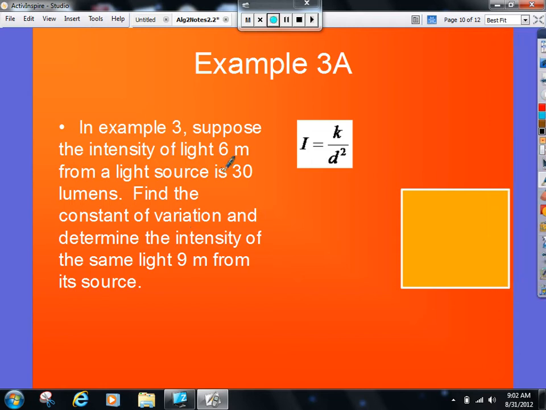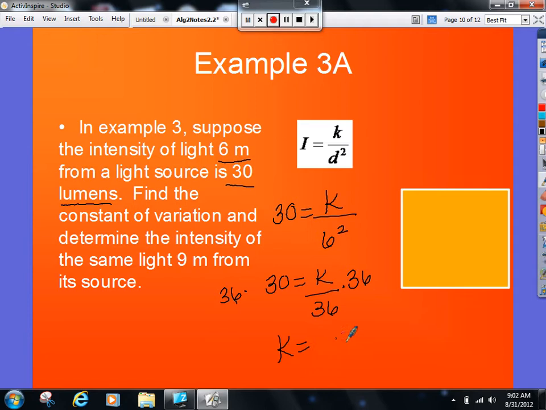Suppose the intensity of light 6 meters is 30 lumens. So we're going to plug things in here. That is the matching data set. 30 for intensity equals k over 6 squared. Do the 6 squared first. 30 equals k over 36. Get k by itself. Multiply both sides by 36. And I get k is 1080.